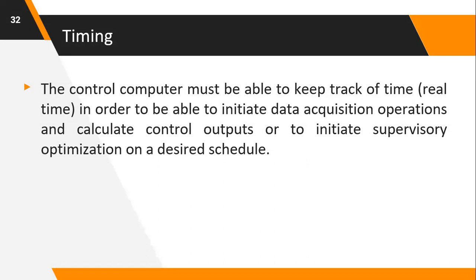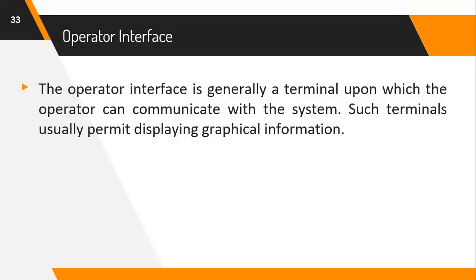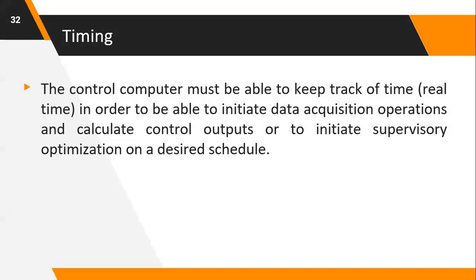Timing. The control computer must be able to keep track of time in real time in order to initiate data acquisition operations, calculate control outputs, or initiate supervisory optimization on a desired schedule. The so-called real-time clock represents one technique. This device is nothing more than a pulse generator that interrupts the computer on a periodic basis and identifies itself as the interrupting device.